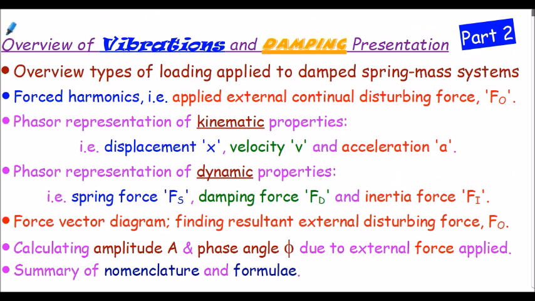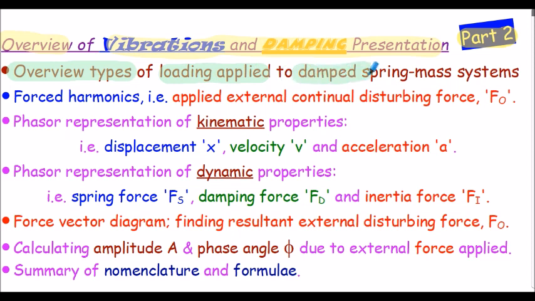So here's an overview of our vibrations in damping presentation. It's part 2. So to set the scene for this presentation, we're initially going to overview types of loading that can be applied to damp spring mass systems. As you will see, there are various types of loading that we can consider, but this presentation will only consider one type of loading. We then consider forced harmonics. That's the applied external continual disturbing force, which we'll denote as F0.